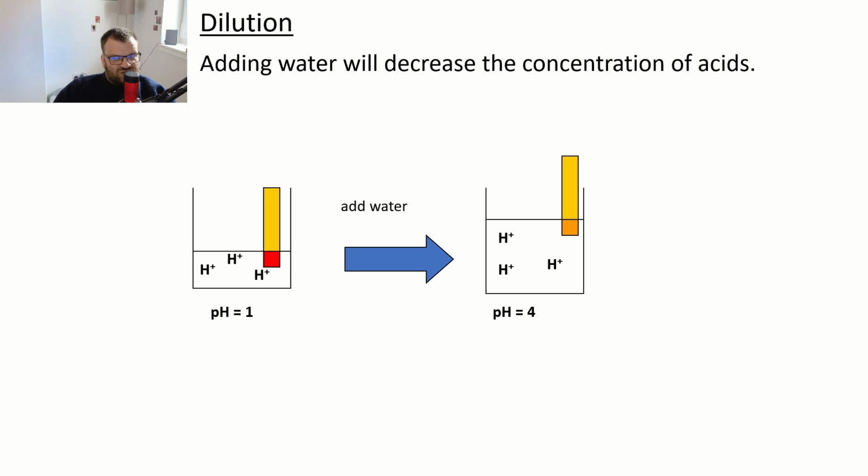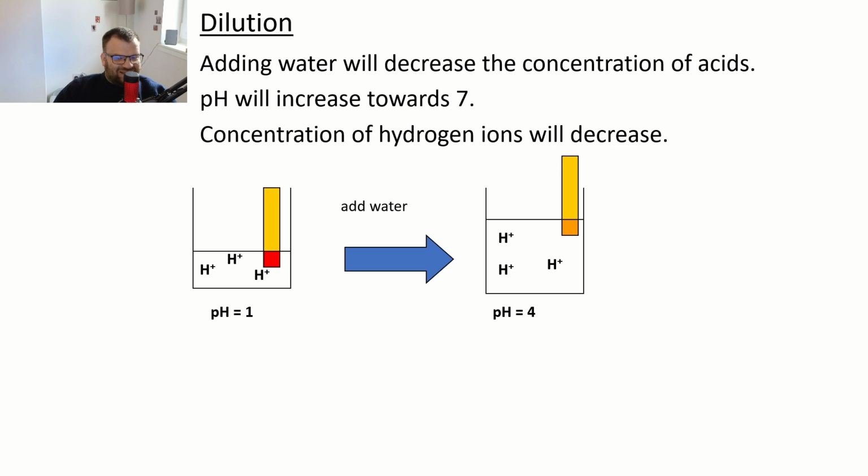When you add water to an acid, you will decrease the concentration of the acid. You'll increase the pH towards 7, which is neutral, becoming less acidic, heading up towards 7. And it will also decrease the concentration of hydrogen ions. So pH up towards 7 and concentration down.